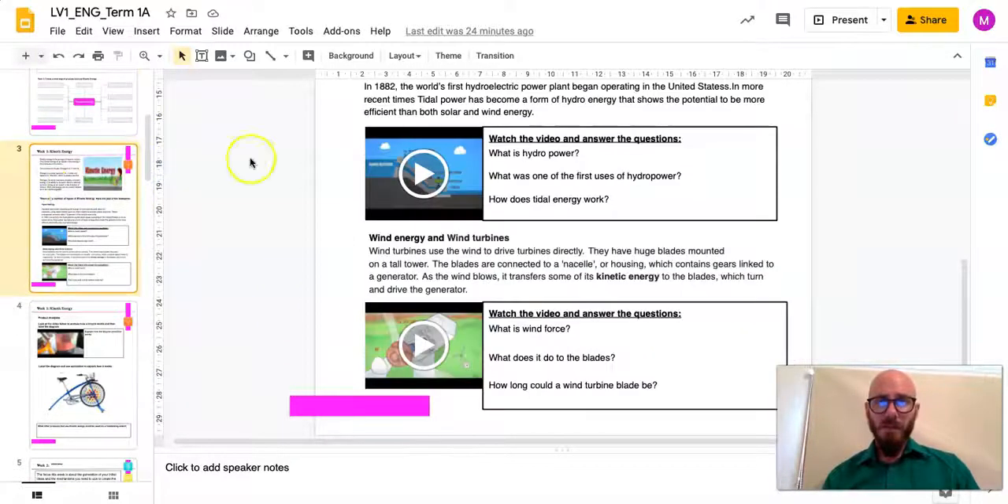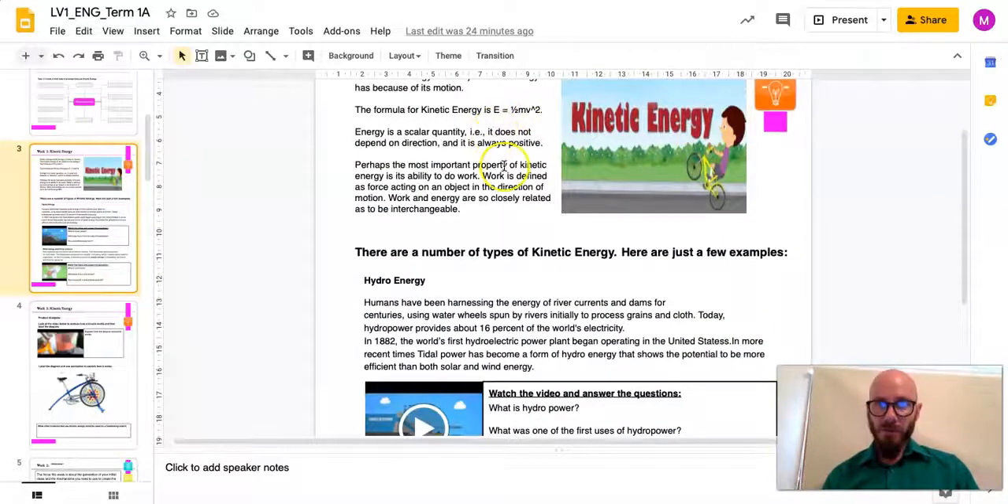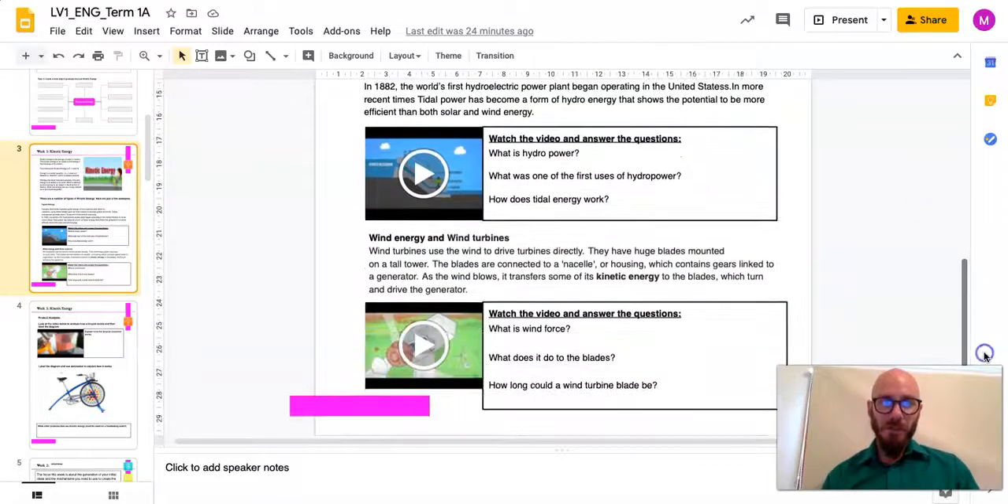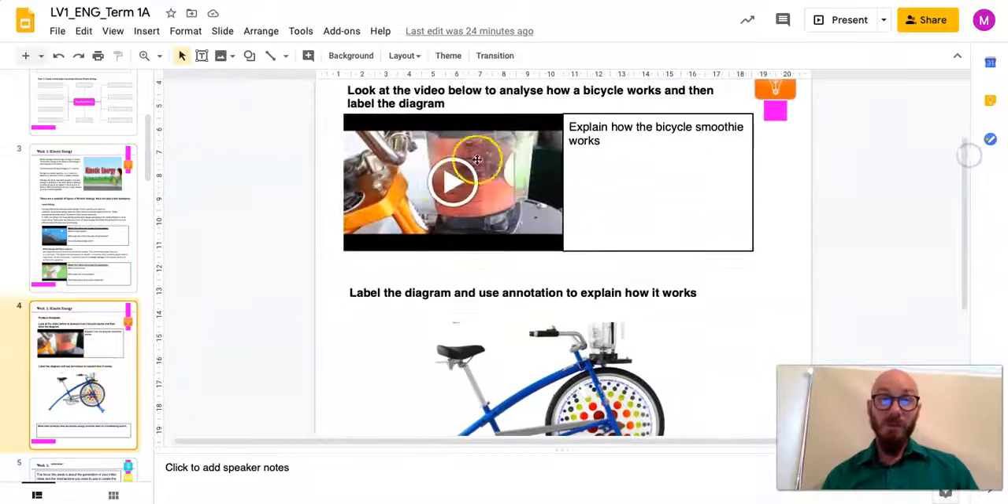So in week 1 again, we're going to be expanding on what kinetic energy is, looking at this formula here, which is going to be really important, and then looking at the different types of kinetic energy that there are. So you've got hydro energy, you've got wind energy. So you'll be looking at those videos, answering those questions, and then looking at this with a particular focus on what we could potentially use for a charity would be a bicycle smoothie and how it works.